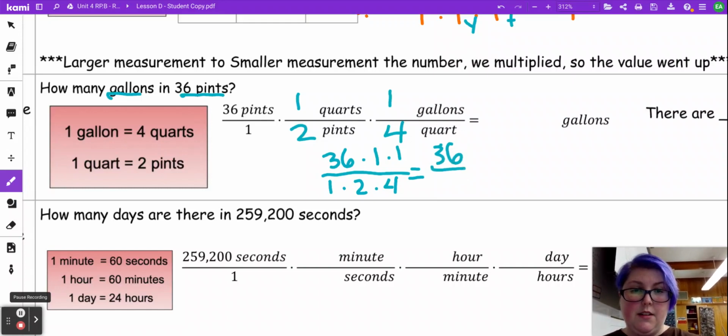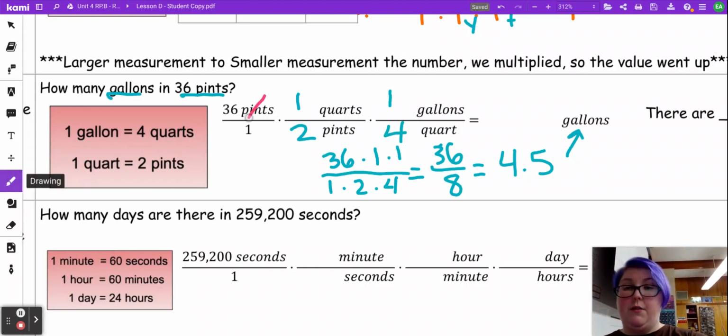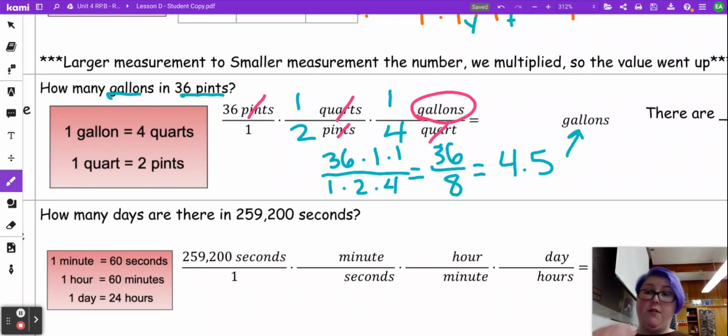36 divided by 8. And if you put that into your calculator, you get 4.5. Now the label up here says gallons. How do we know it's gallons? Because again, we are going to cross off. If we see it in the numerator, we're crossing off in the denominator. Quarts in the numerator, quarts in the denominator. We're left with gallons. We have done our conversion correctly. So 36 pints is 4.5 gallons.